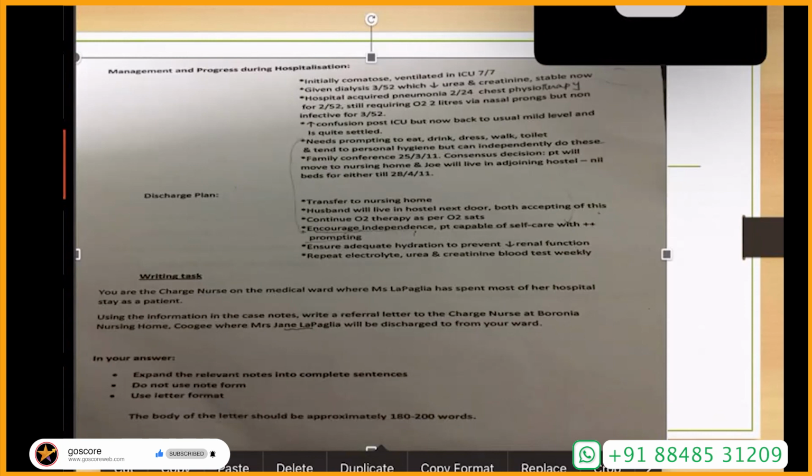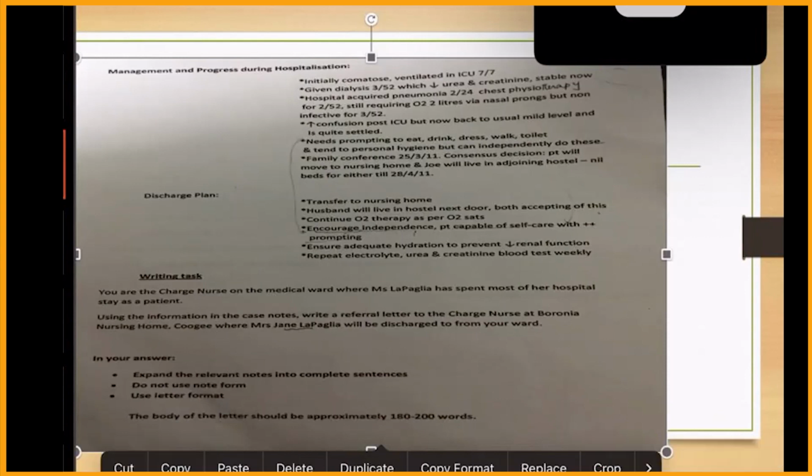Still requiring, he still needs oxygen 2 liters through nasal prongs, but he has been non-infective for the past 3 weeks. 3/52 meaning he has been non-infective. There is no infection for the past 3 weeks. Is so much clear with you all? Yes, ma'am. And now there's increased confusion post ICU.